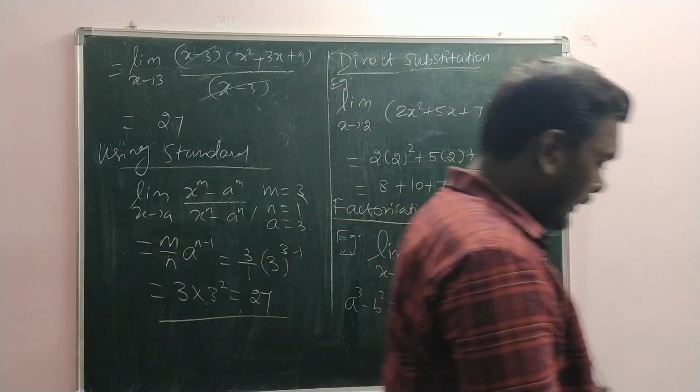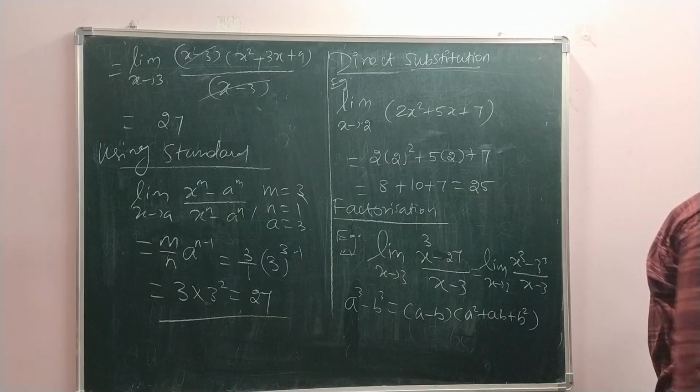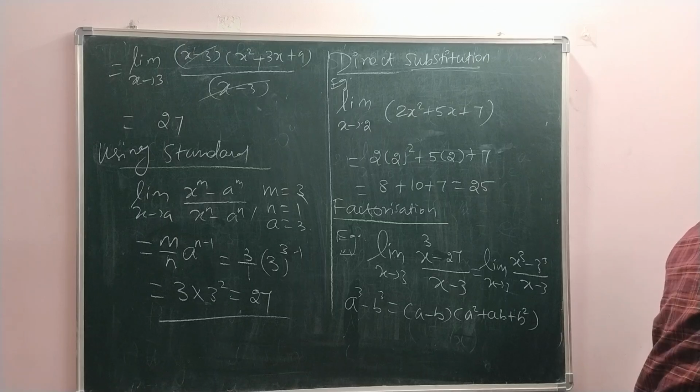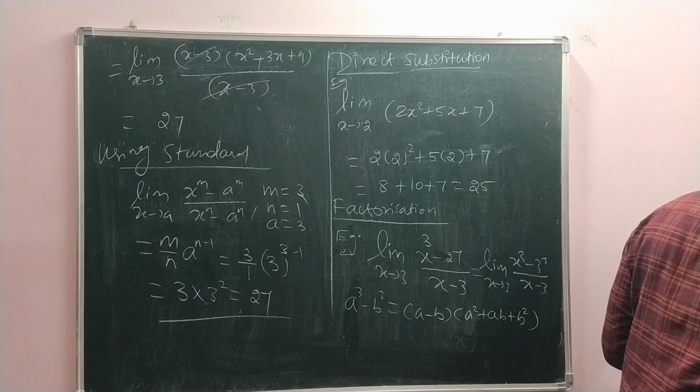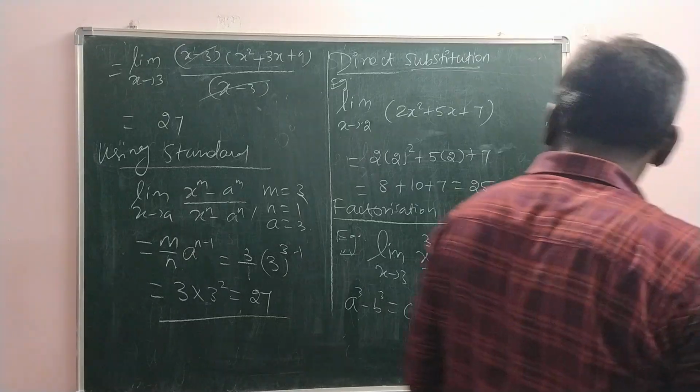Okay. And then rationalization. Root of 1 plus x minus 1 by x. Okay. Shall I erase this?